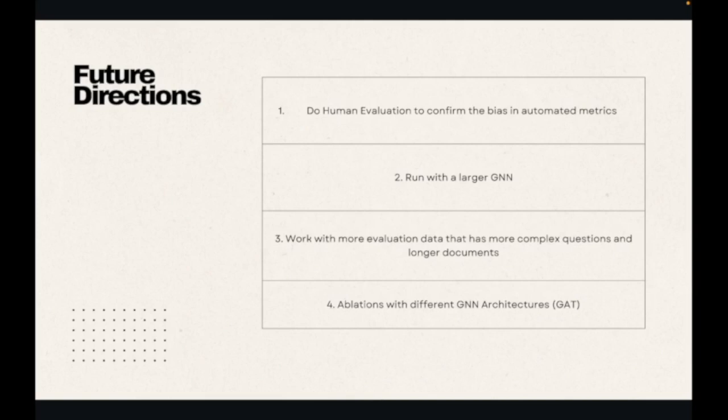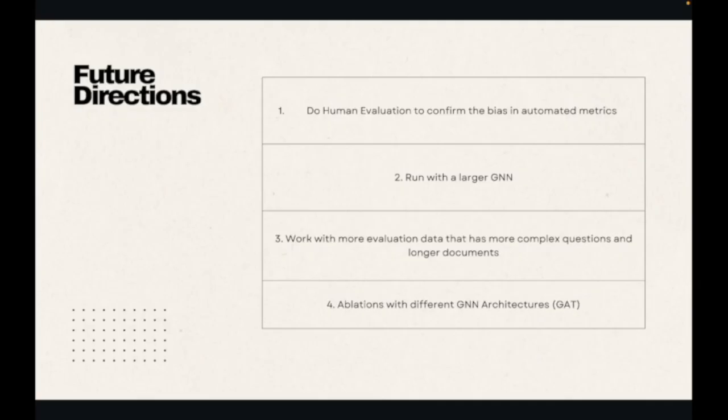Second, we plan to significantly upscale our model. In this experiment, we were limited by our compute to training on only a fraction of our available data. We want to run a larger GNN on the full dataset because our trend line suggests that with more training samples, the GNN's ability to capture semantic structures improves linearly.